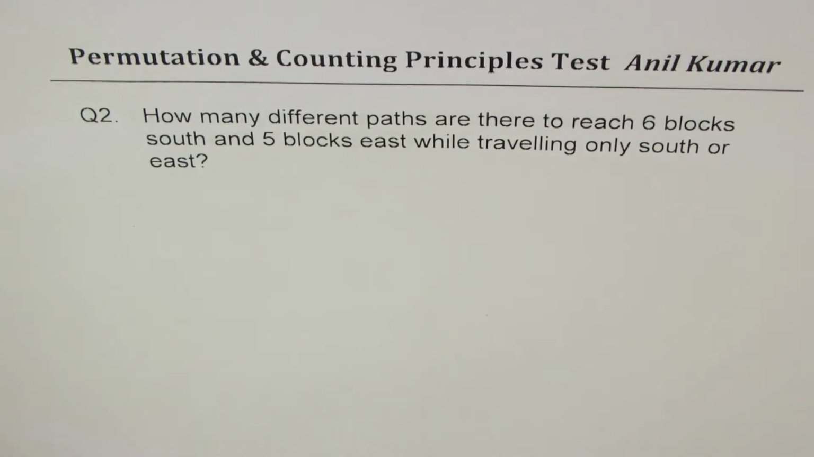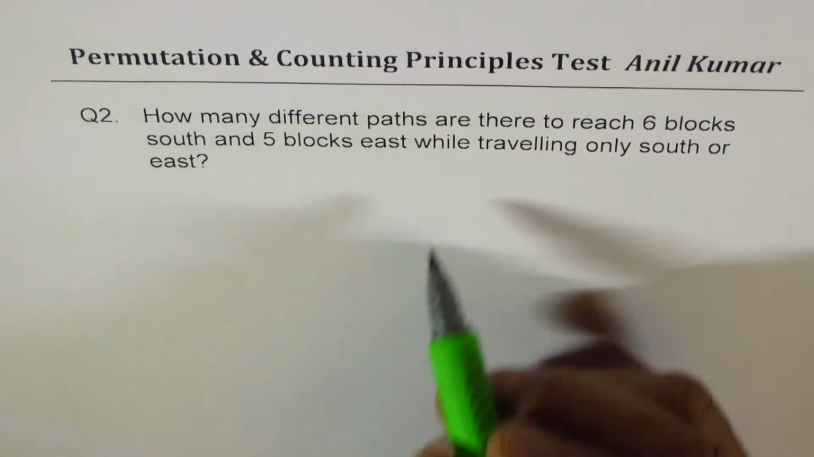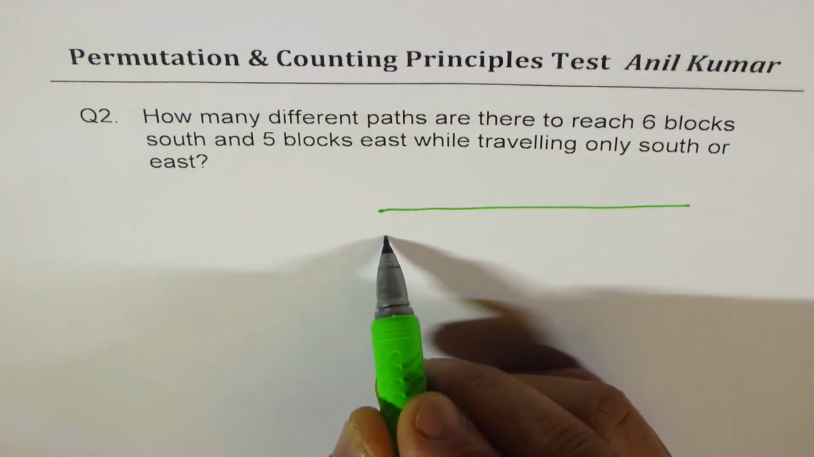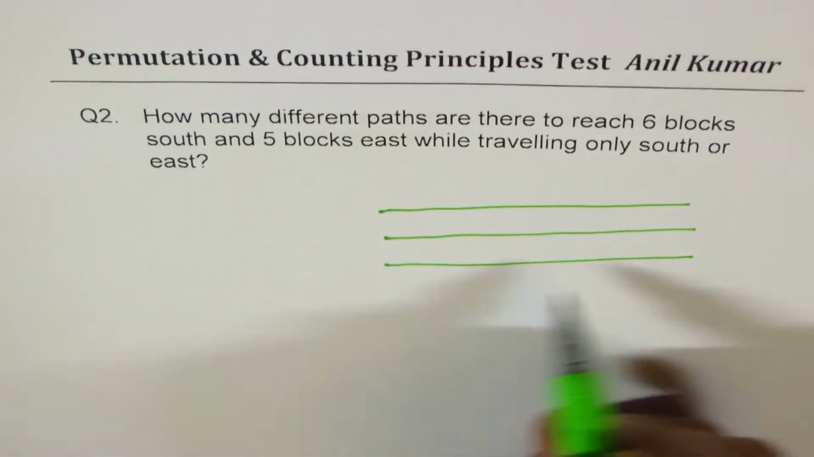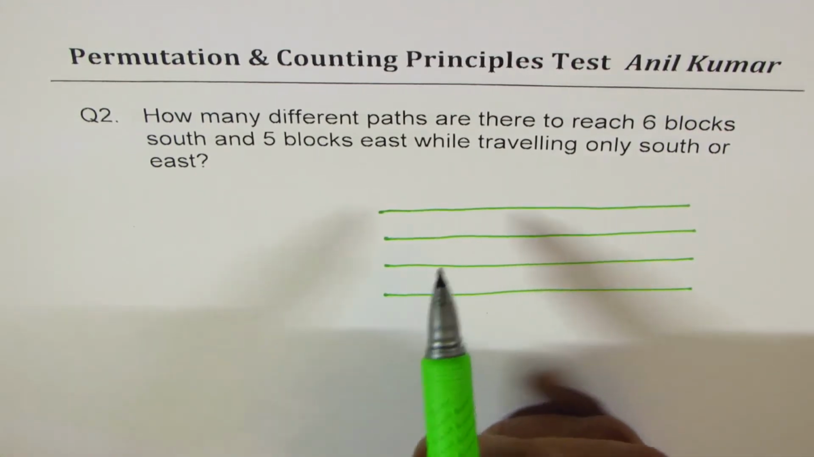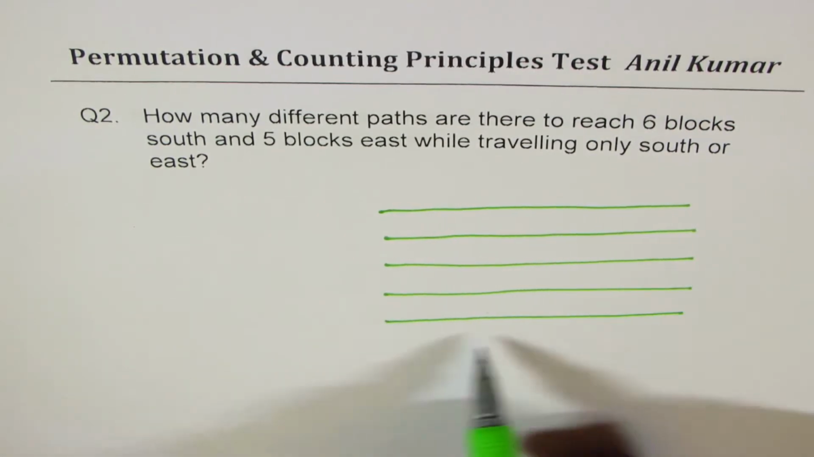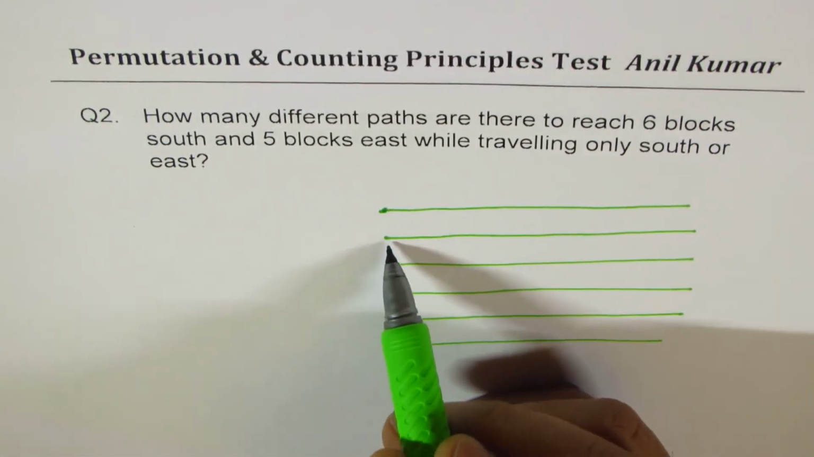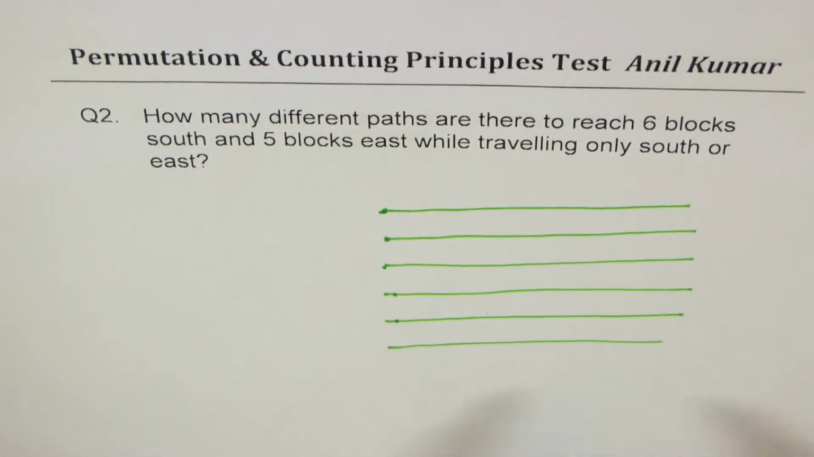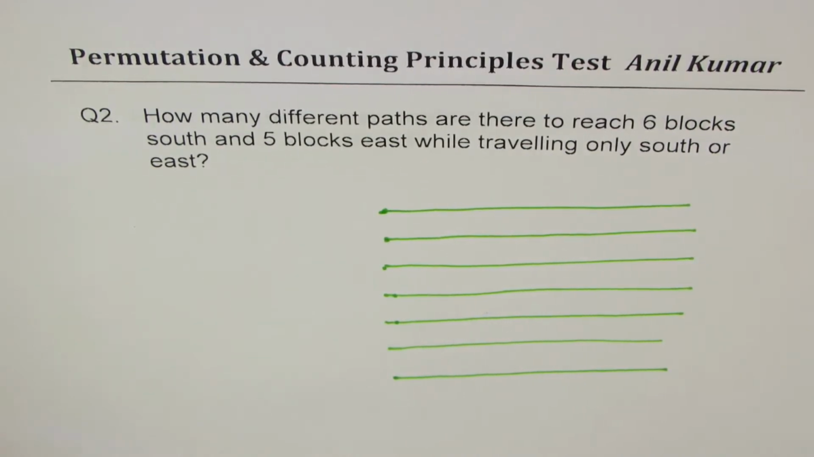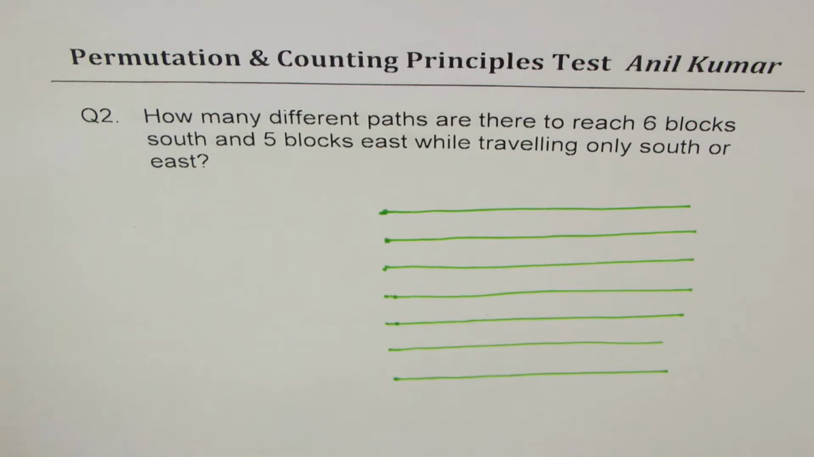Now, question number 2 here is, how many different paths are there to reach 6 blocks south and 5 blocks east while traveling only south or east? You can come across this question in Pascal's triangle and also in the next unit, which is on combinations, correct? So we're looking for 6 blocks south. So from here, if we start, we go 1, 2, 3, 4, 5. So one more. 6 blocks south.